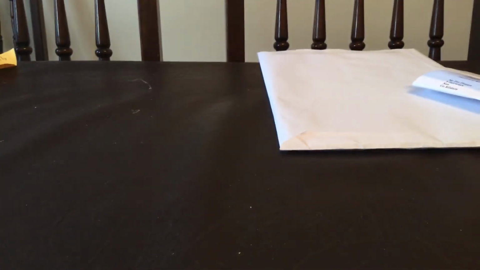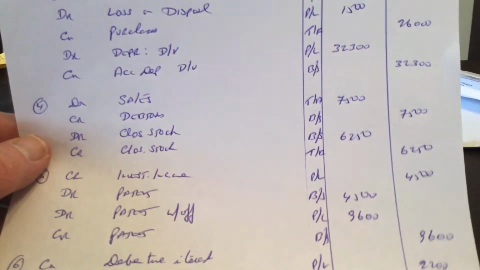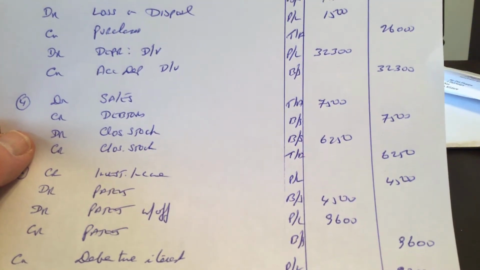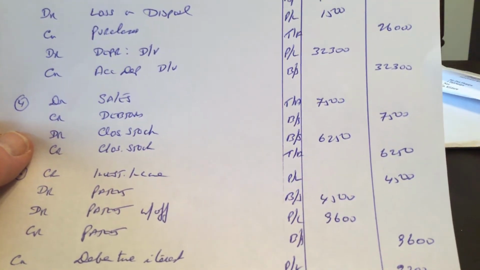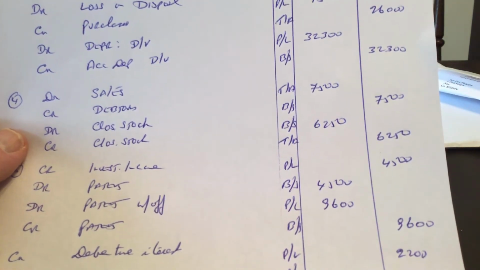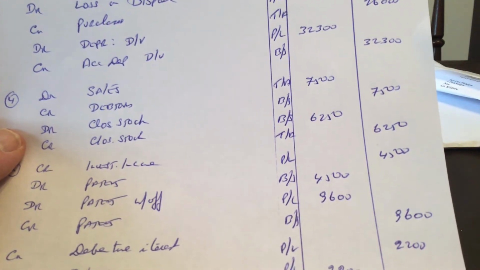So we're going to reduce the sale now. So how do we reduce the sale? We debit sales in the trading account 7,500, and we credit debtors in the balance sheet 7,500. So we're reducing our sales and reducing our debtors. We're increasing our closing stock, debit closing stock in the balance sheet 6,250, and credit closing stock in the trading account 6,250.